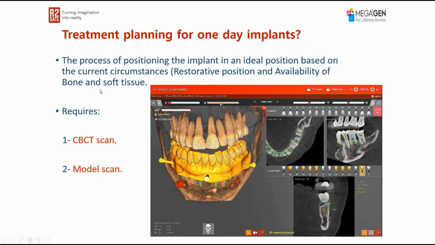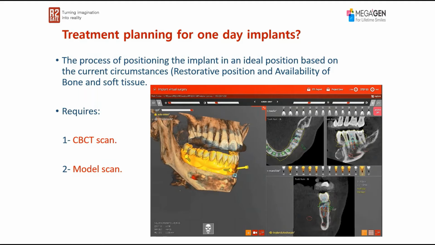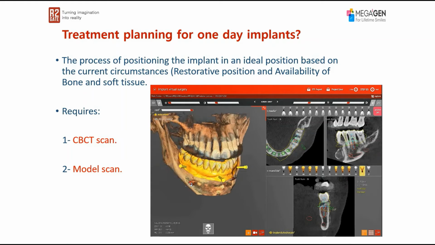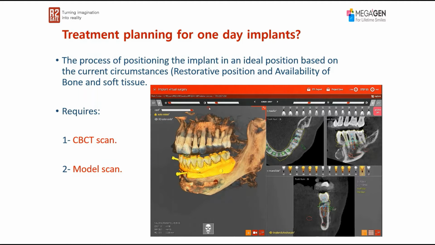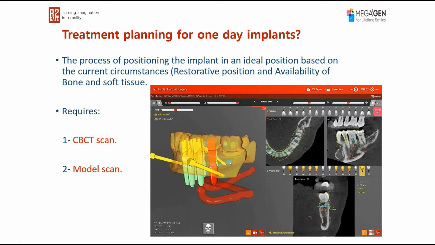Treatment planning for one-day implants. Well, it is the process of positioning the implant in an ideal position based on the current circumstances, restorative position, and availability of bone and soft tissue. So this is essentially what treatment planning means. Treatment planning means we're trying to find what the best implant position is going to be.